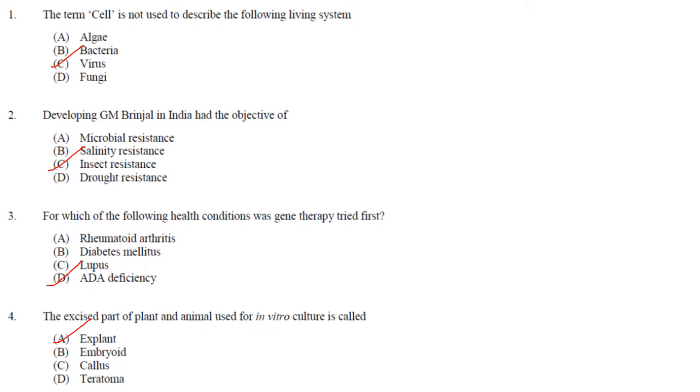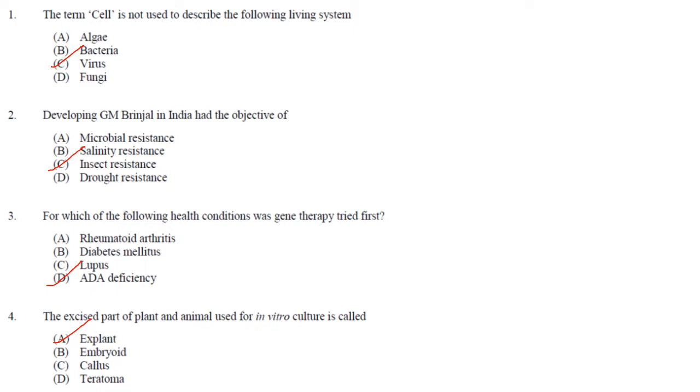Then next one. For which of the following health conditions was gene therapy tried first? So what is gene therapy? Gene therapy is when DNA is introduced into a patient to treat a genetic disease. The new DNA usually contains a functioning gene to correct the effects of the disease causing mutation.